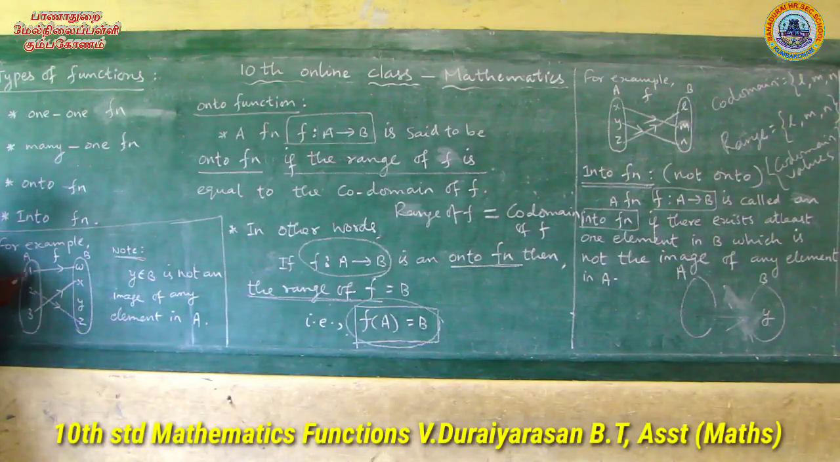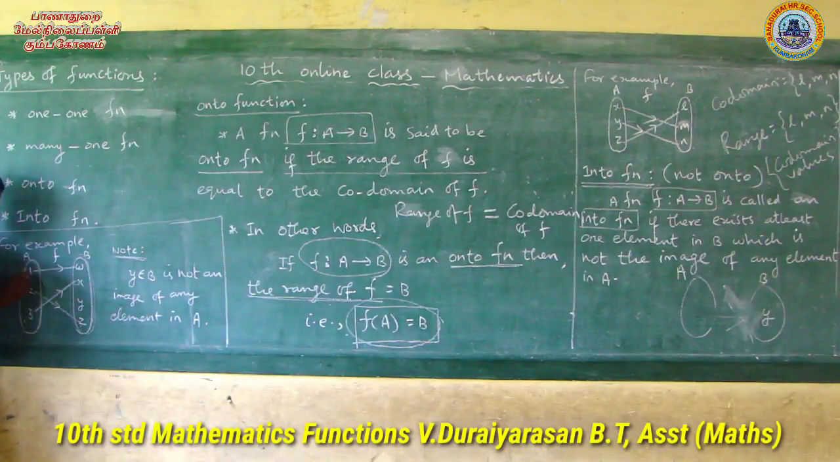is the domain 1, 2, 3. What is this? This is the codomain. What are the domain values? 1, 2, 3 are domain values, and W, X, Y, Z are codomain values. 1 is connected with W, 2 is connected with Z, 3 is also connected with X. All have a pre-image. Every element in B has a pre-image.